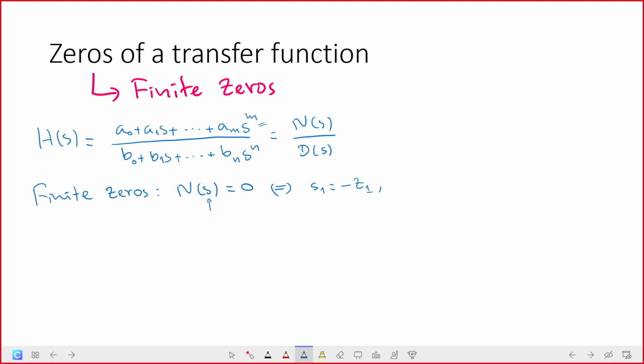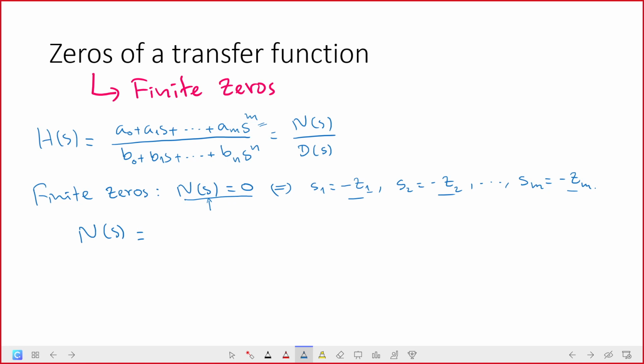So you have s2 equal to minus z2 dot dot dot, and sm equal to minus zm. Okay, so you have a set of roots for this equation. This is called a finite zero. And then N of s can be rewritten, once we know the roots of the numerator, in factor form.